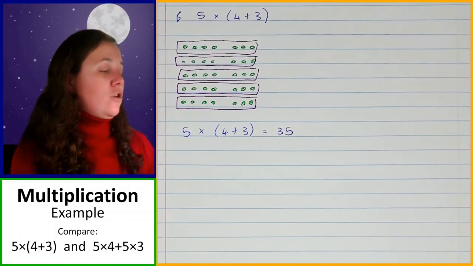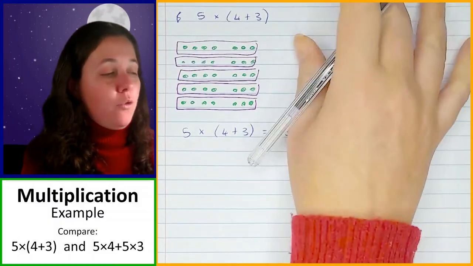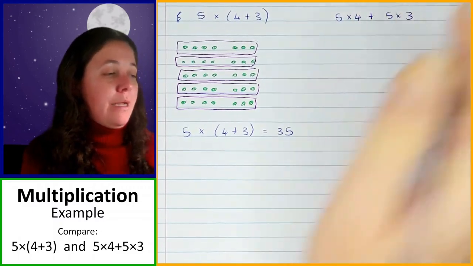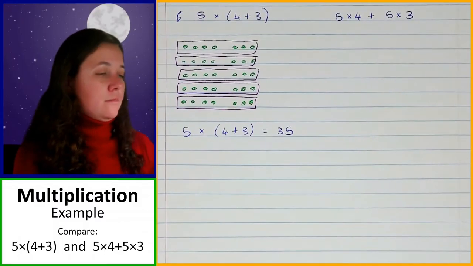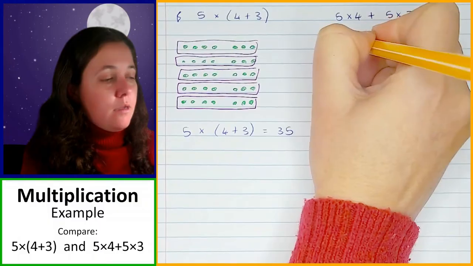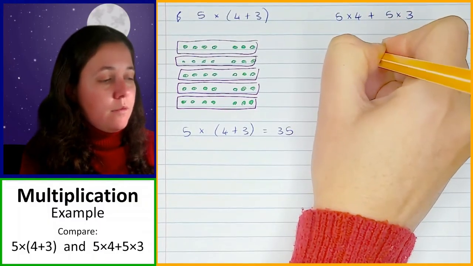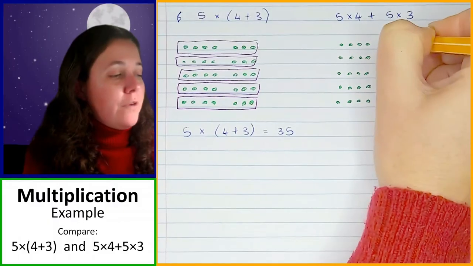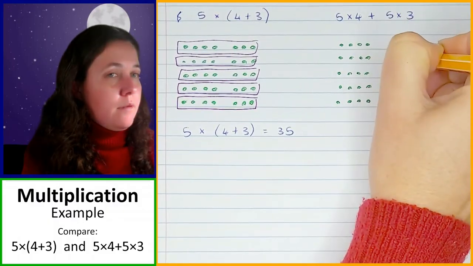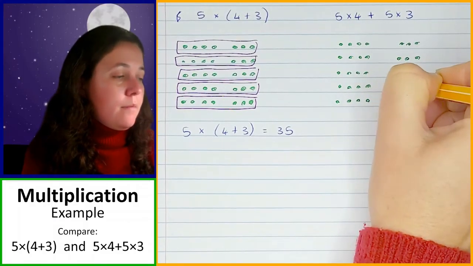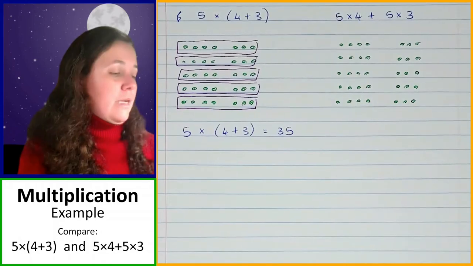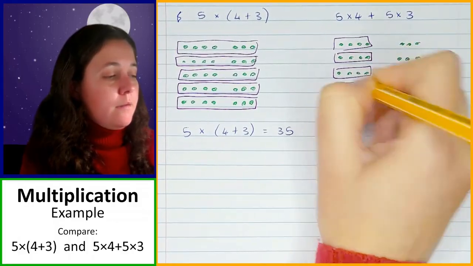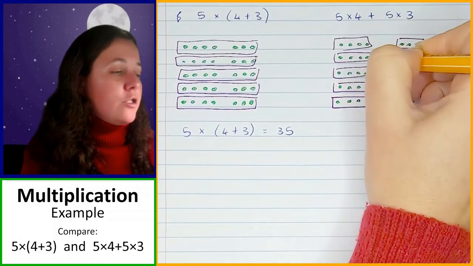Now let's have a look at the example where you have 5 multiplied by 4 plus 5 multiplied by 3. Okay, so here I've got 5 groups of 4. And then I've also got 5 groups of 3. And those are grouped like this. So I've got my groups of 4, five of them. And I've got my groups of 3, also 5 of them.